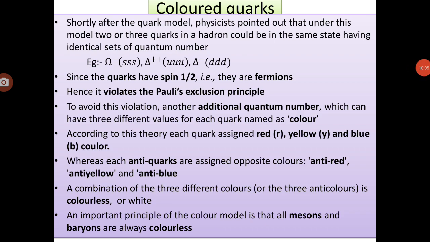After the quark model was introduced by Gell-Mann and Zweig, physicists pointed out that under this model, 2 or 3 quarks in a hadron could be in the same state, that is, having identical sets of quantum numbers. For example, the omega minus, according to the quark model, has quarks sss. And the analysis of the properties of that particle, which possesses spin 3 by 2, shows that all 3 quarks have parallel spins and 0 orbital angular momentum.